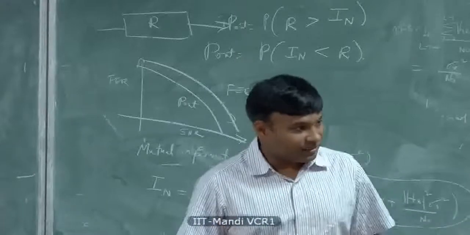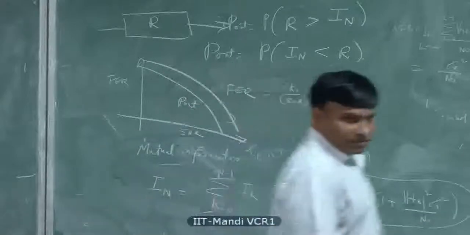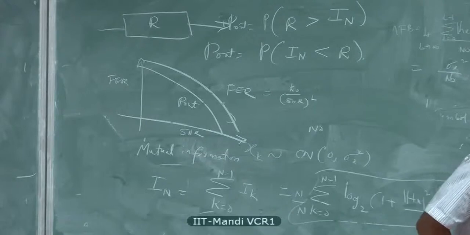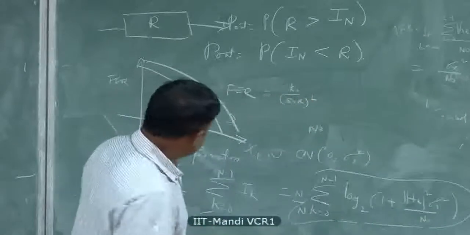I think we can take comfort in that instead of looking at it this way. Okay. So what we will now do is we'll take what is called bit interleaved coded modulation. Okay.